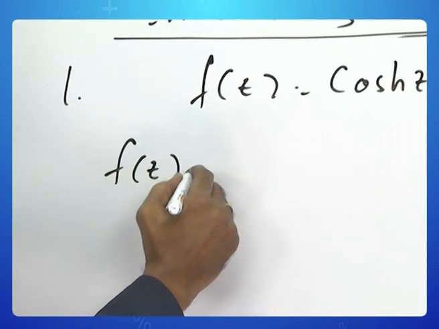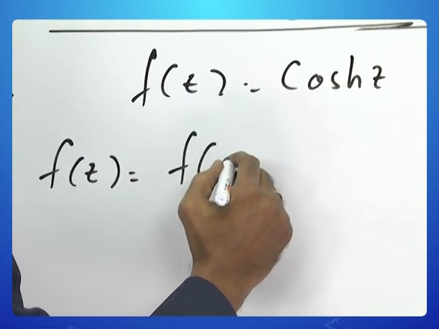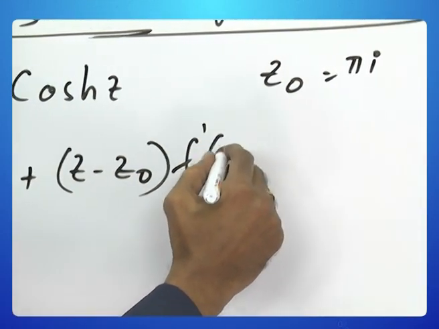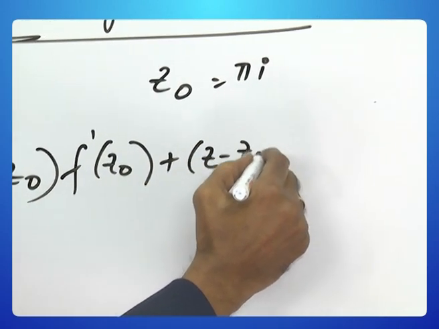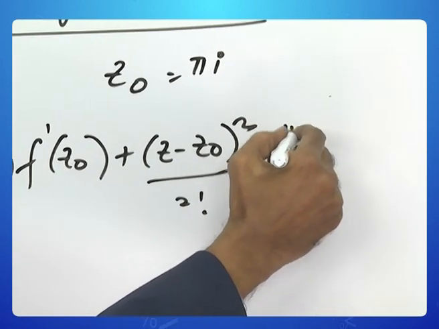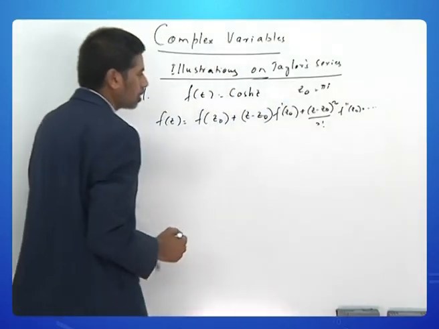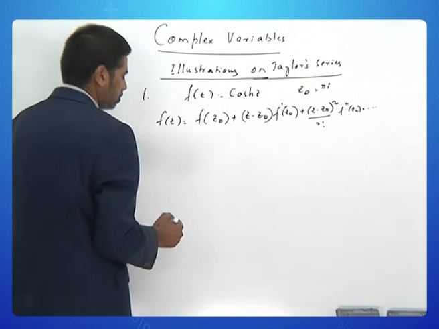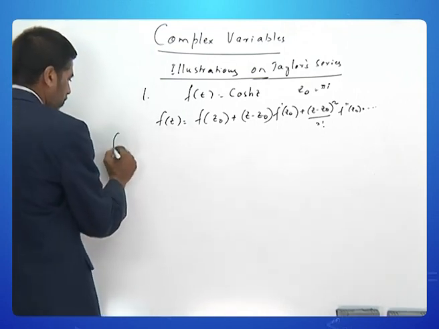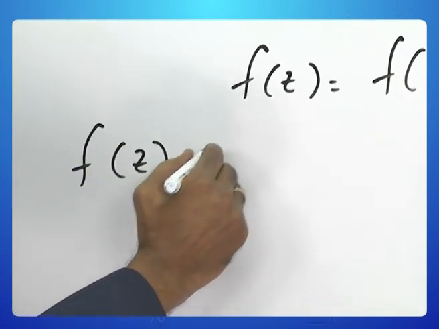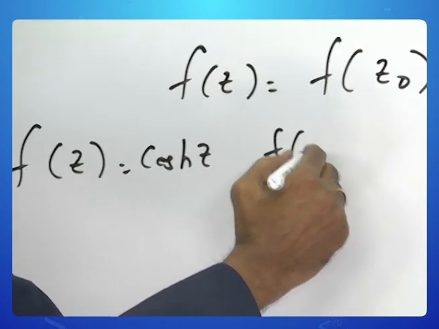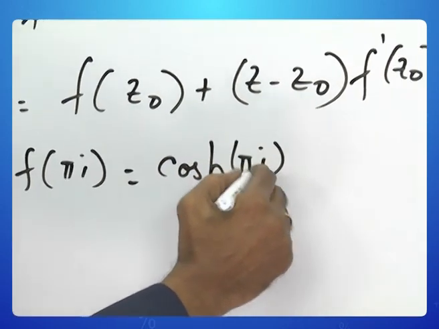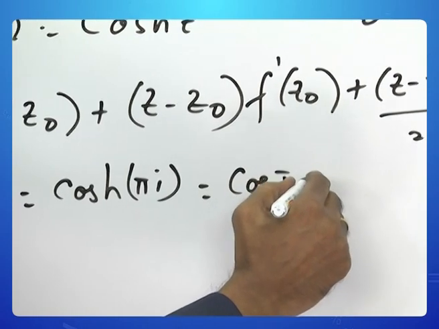So the general formula will be f of z is equal to f of z naught plus z minus z naught into f dash z naught plus z minus z naught whole square by 2 factorial f double dash z naught and so on. So, we will have to take derivatives of cos hyperbolic z at the point z naught. So, let us begin with f of z is equal to cos hz, f of pi I, z naught is pi I in this case, is cos hyperbolic pi I, which is cos pi, which is minus 1.